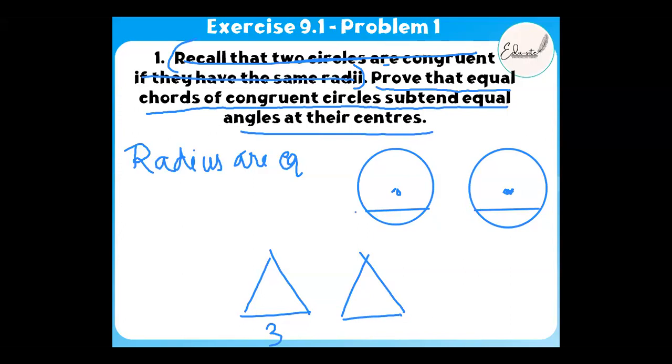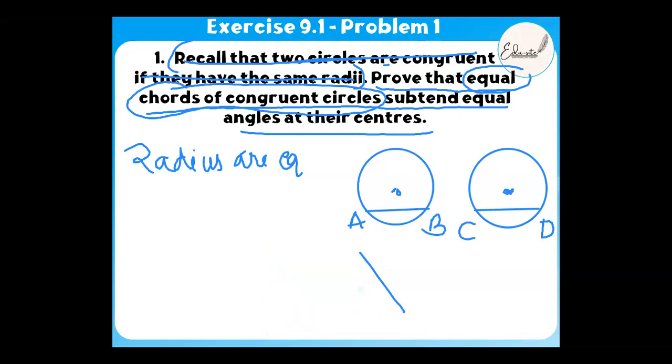What is the question given? Prove that equal chords of congruent circles. You should have the equal chords in 2 different circles, right? So AB is equal to CD. This is given, okay? They have told that AB is equal to CD in 2 congruent circles.